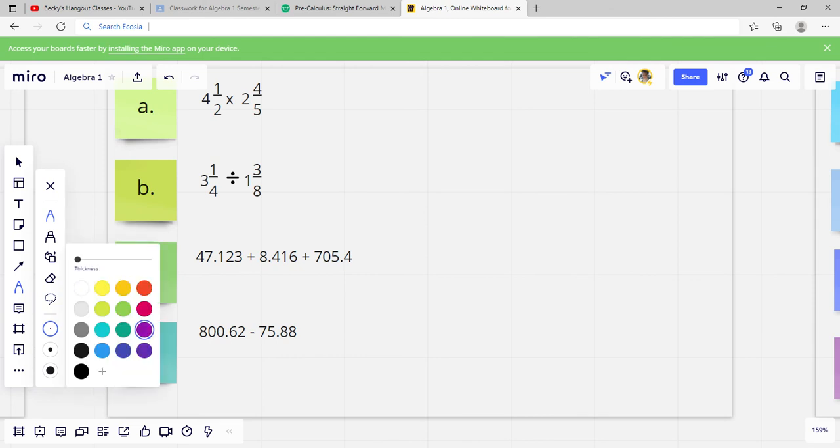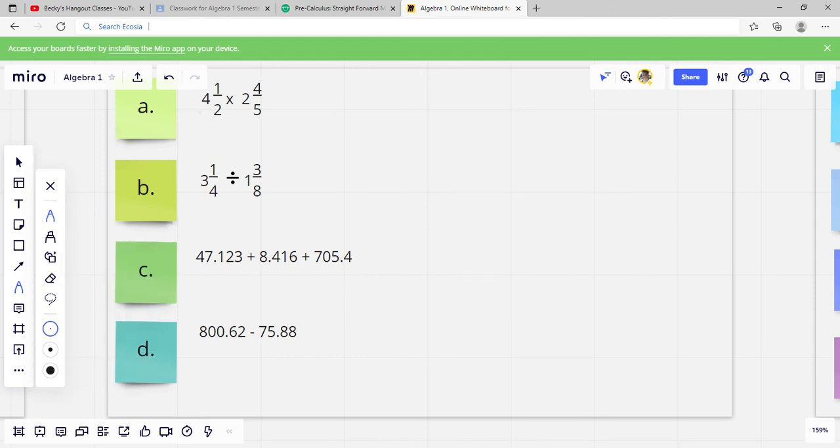These should be pretty easy for you. All right, so I'm going to start with A. That's 4.5 times 2 4/5. So first I've got to convert this into an improper fraction. So 4 times 2 is 8, plus 1 is 9 over 2, times 5 times 2 is 10, plus 4 will be 14 over 5. Now we're going to multiply. First I am going to cancel. So that would be a 1, and that would be a 7. 9 times 7 is 63 over 5. Okay, and then 5 times 12 would be 60, so that's going to be 12 3/5.